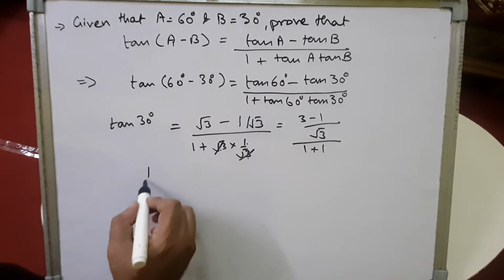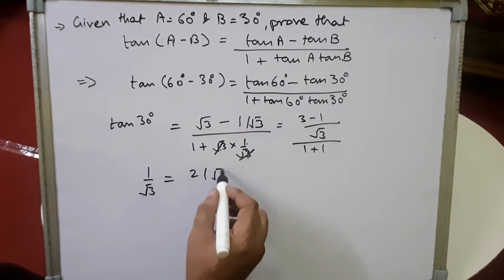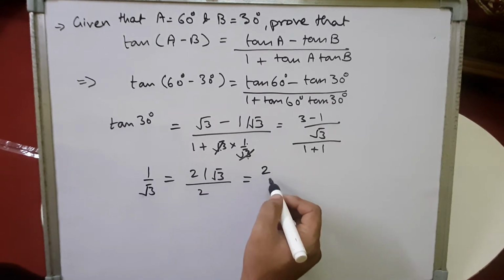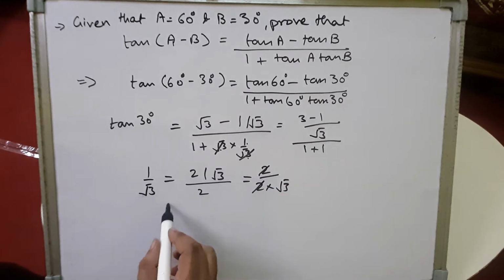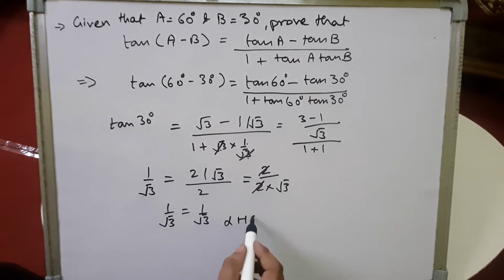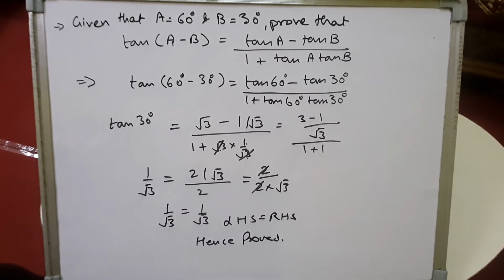The value of tan 30 is 1 upon root 3. Here in the numerator we will get 2 upon root 3, upon 2. This root 3 will come in the denominator, 2 upon 2 into root 3. So this 2 and 2 will get cancelled, 1 upon root 3 equals 1 upon root 3. So in this way we can see that the left hand side equals the right hand side, hence proved. Alright children, note down please.